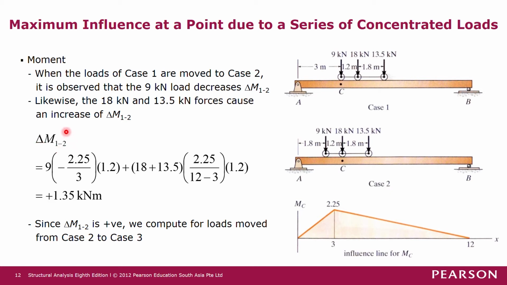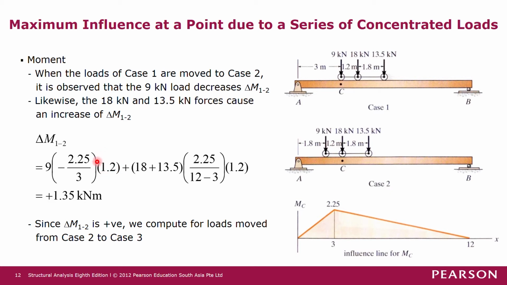So meaning that delta M from case 1 to case 2 is this 9 kilonewton force multiplied by a slope on this side. Okay, so the slope on this side is considered negative because there's a decrease in moment when the load is moving from right to left. Okay, on this slope here. Okay, so this slope is considered negative. So the value is 2.25 over 3. Yeah? Okay, and then the movement of the force in the horizontal direction from right to left is 1.2 meters, right?